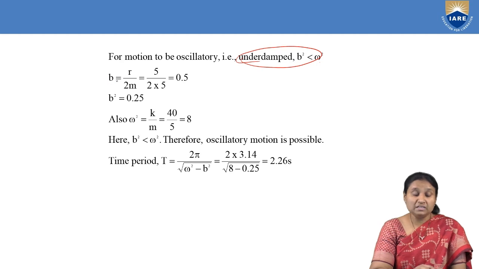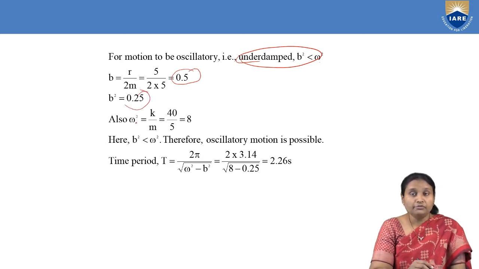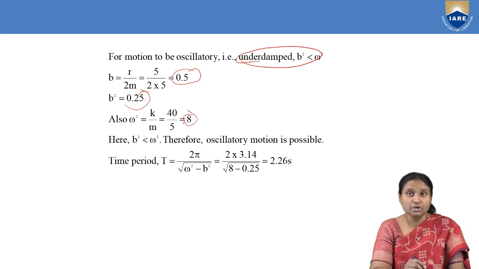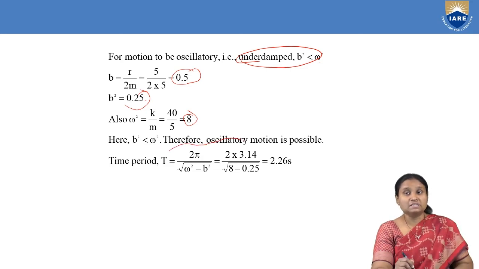We know that 2b is equal to R by M. So what is the value of b? b is R by 2M. R is 5 divided by 2 into the mass, which is 5 grams. So the b value comes out to be 0.5 and b square is 0.25. Now, omega square, the frequency of oscillation, is given as K by M, where force constant is 40 and mass is 5. If you do it, it comes out to be 8. Obviously, comparing the values, b square is less than omega square. That's why our motion is oscillatory.